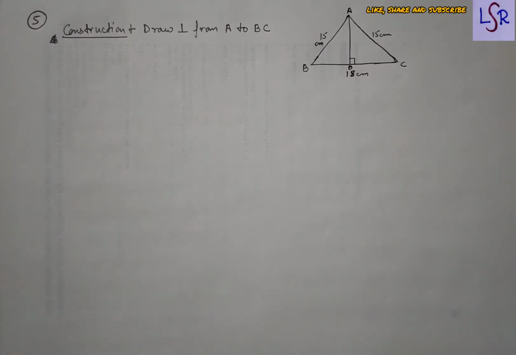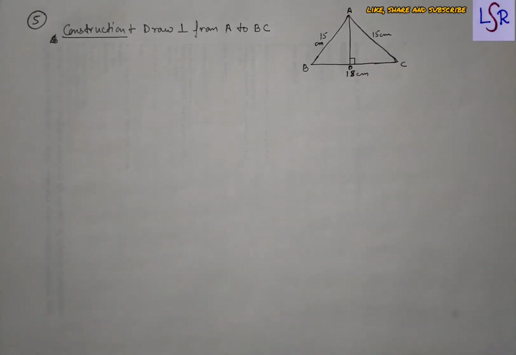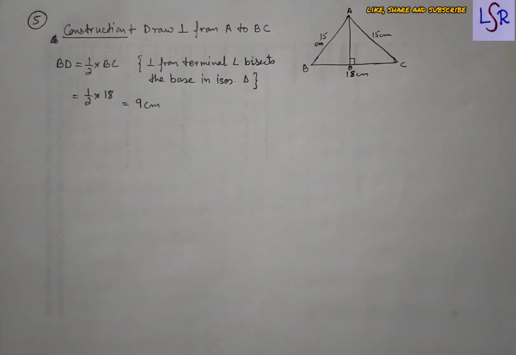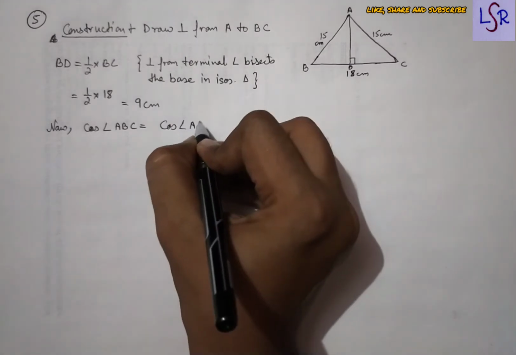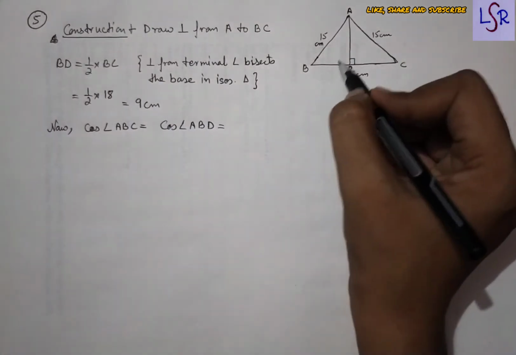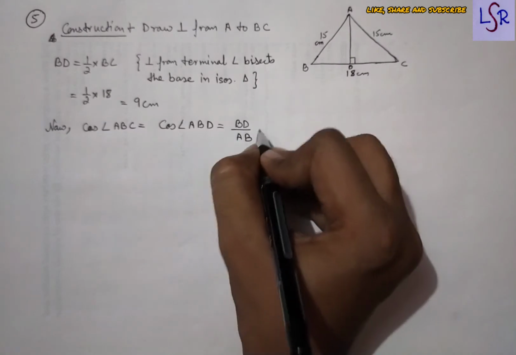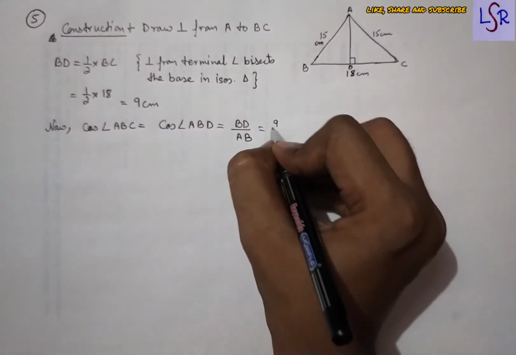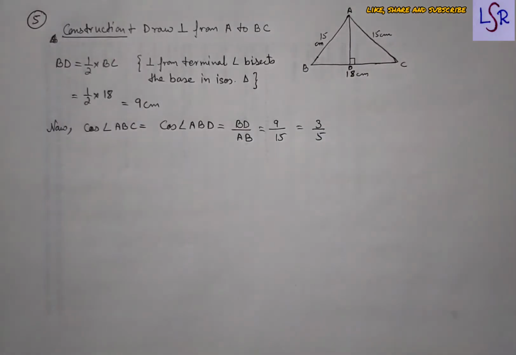Now as we all know that it is an isosceles triangle, and in an isosceles triangle the perpendicular from the terminal angle bisects the base side. Therefore BD will be half of BC. Now here we get BD as 9 centimeter. Now cos angle ABC can also be written as cos of angle ABD, and this will be base upon hypotenuse, that is BD upon AB, and the base is 9 and the hypotenuse is 15, so this will be 3 upon 5.